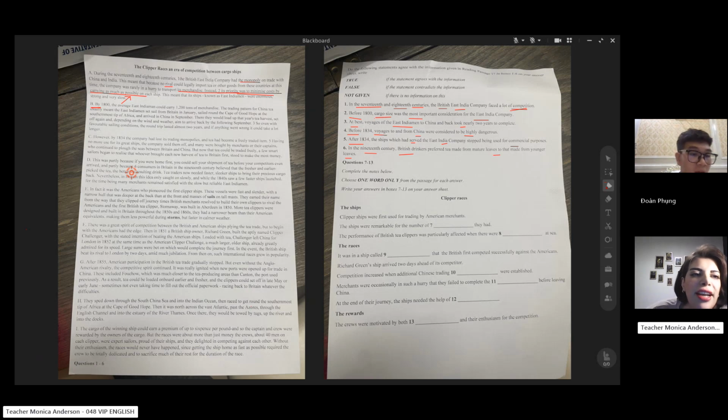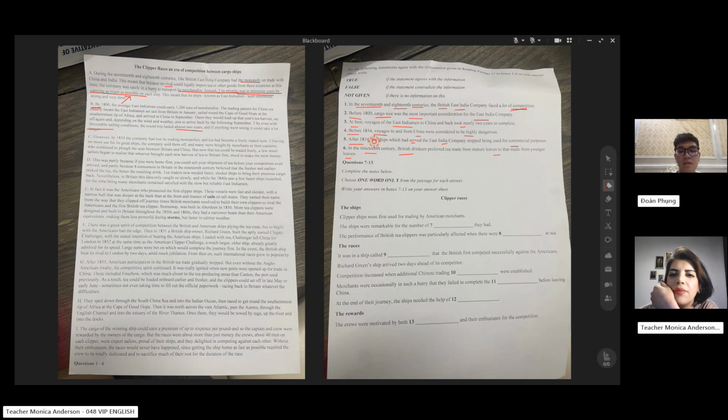How did you find it? Just tell me where to find it. Which line? Number five in paragraph B. Okay, so arrive back by the following September. So even with favorable sailing conditions, the round trip lasted almost two years. Okay, very good. So the round trip, going back. Good job. And at best, favorable sailing conditions. It means at best. Yes, it's true. Number four.